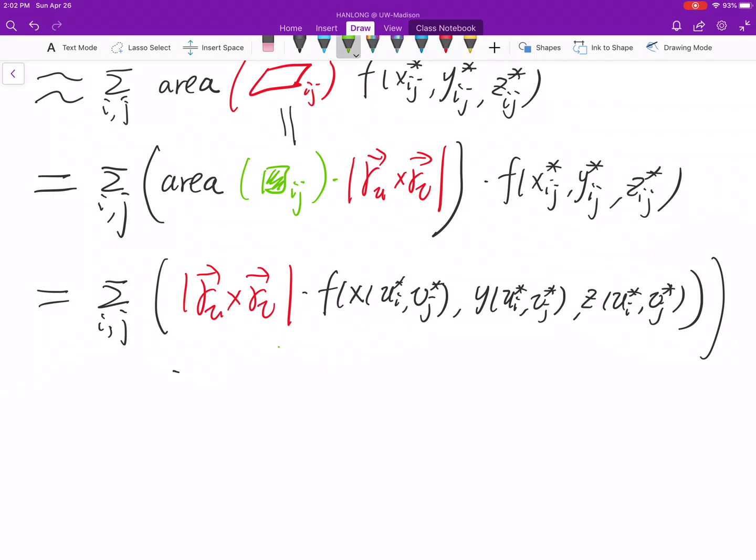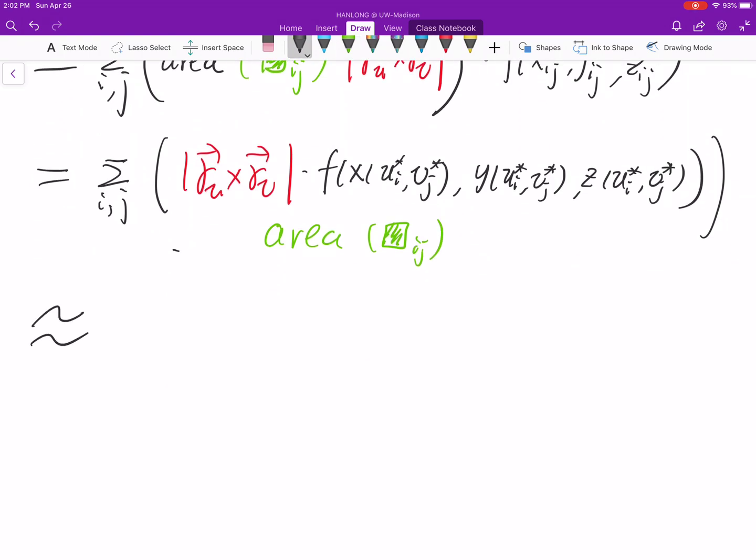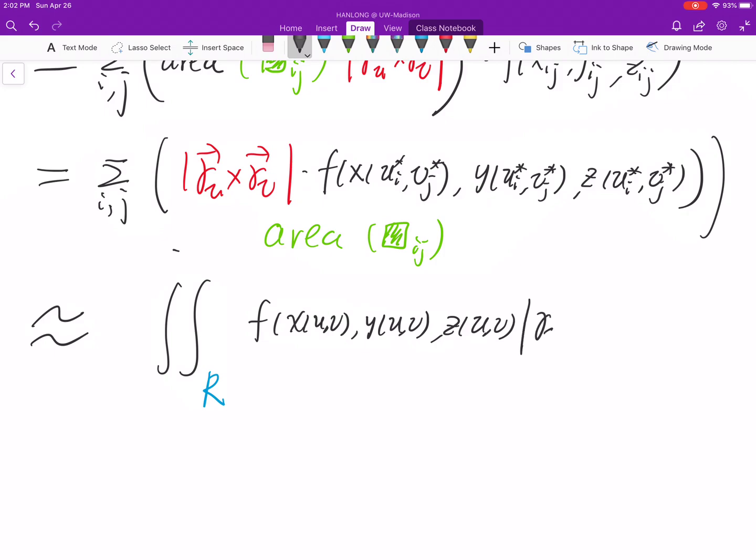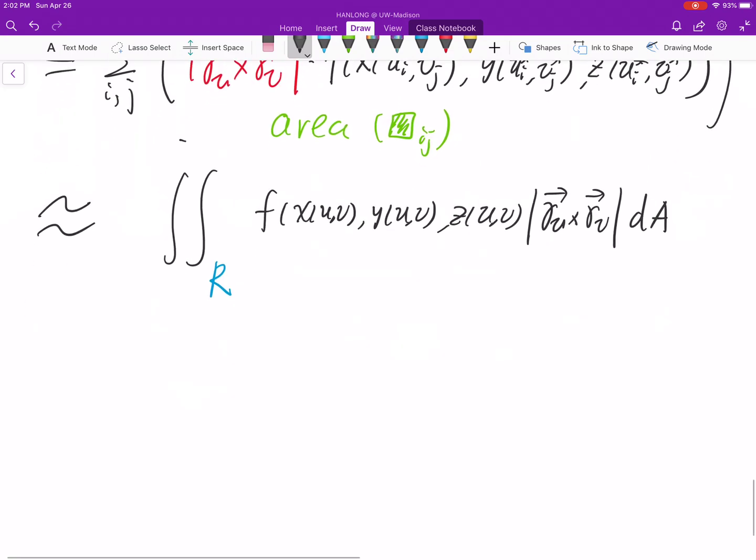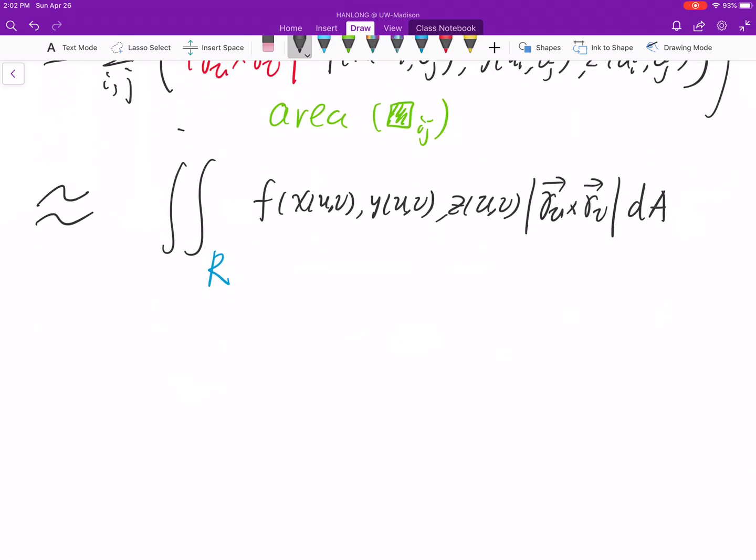Okay, I will keep it like this. And then again, by approximation, this is just a double integral over R of the function f(x(u,v), y(u,v), z(u,v)) times the norm of gamma u cross gamma v dA. So it's a double integral of the function with some substitution, and with an extra factor, the norm of gamma u cross gamma v.